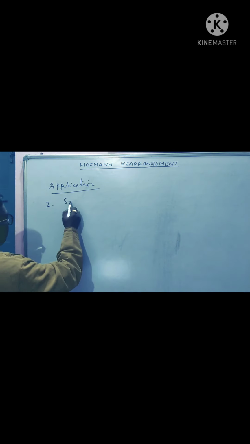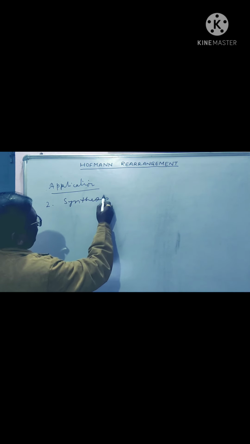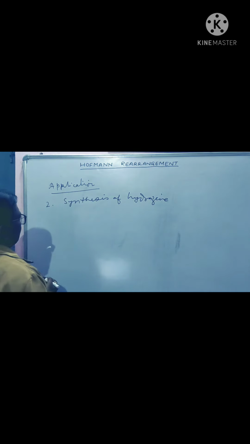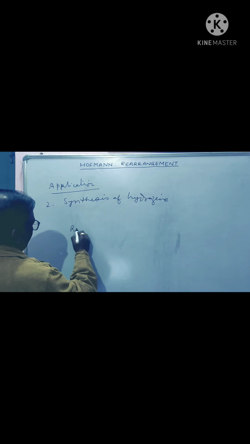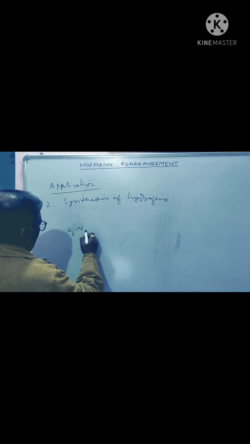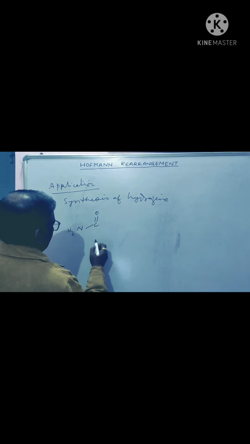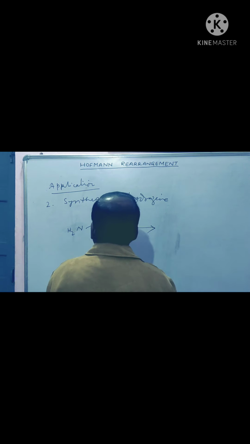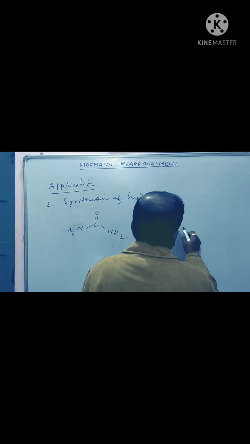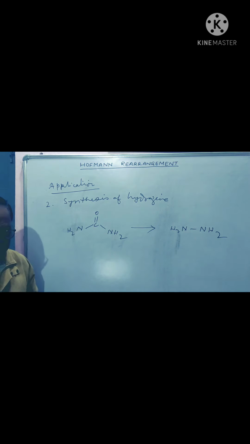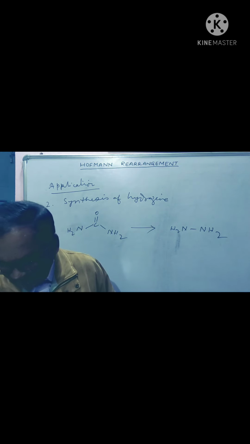Second application is synthesis of hydrazine. Okay. NH2, NH2. It is urea. When it is treated with bromine and caustic potash, you will get hydrazine. This CO group is eliminated, means one carbon atom less here.